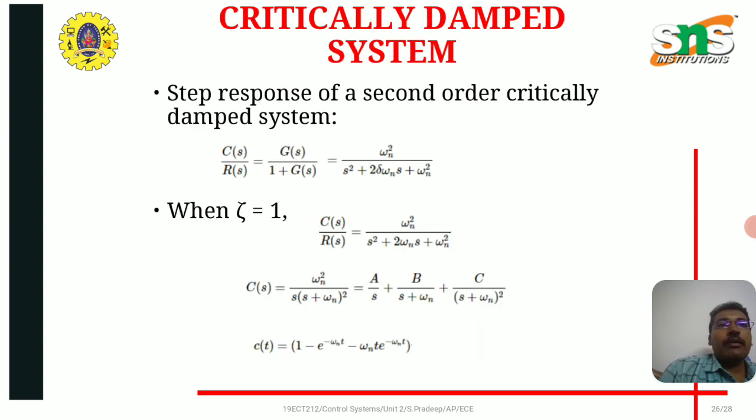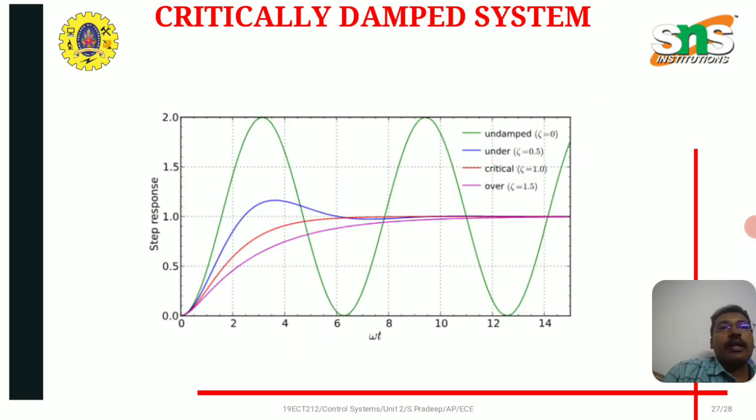For critically damped system, the step response of a second order critically damped system is given as c(t) equal to 1 minus e power minus omega n t minus omega n t e power minus omega n t. The graph shows the critically damped system, for undamped, underdamped, critical, and overdamped.